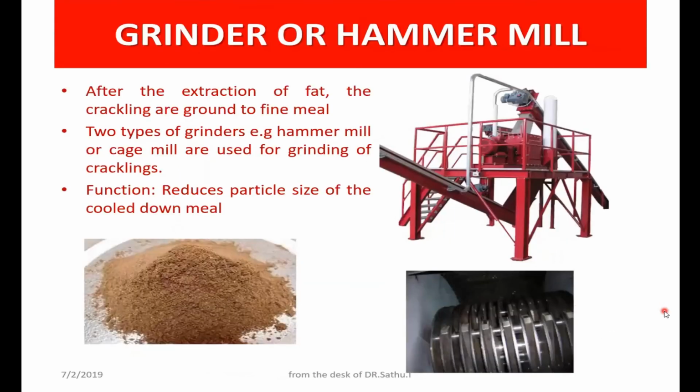After that, we go for the grinder or the hammer mill. This is just like our feed mills. The same principle applies. These are the hammers, which will be moving and breaking the cracklings into smaller powder forms. After the extraction of the fat, the cracklings are ground to fine meals. Two types of grinders, like a hammer mill or the cage mill, are used for grinding of the cracklings. The function of this hammer mill is to reduce the particle size of the cooled down meals. So we will be making it in powder form, and this will go for sacking. And we'll be using some sleeves also here so that the large bones and other things will be removed when it passes through the sleeves.